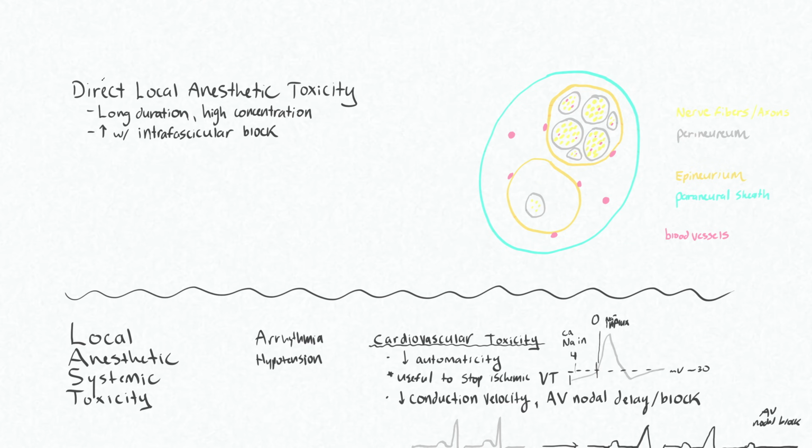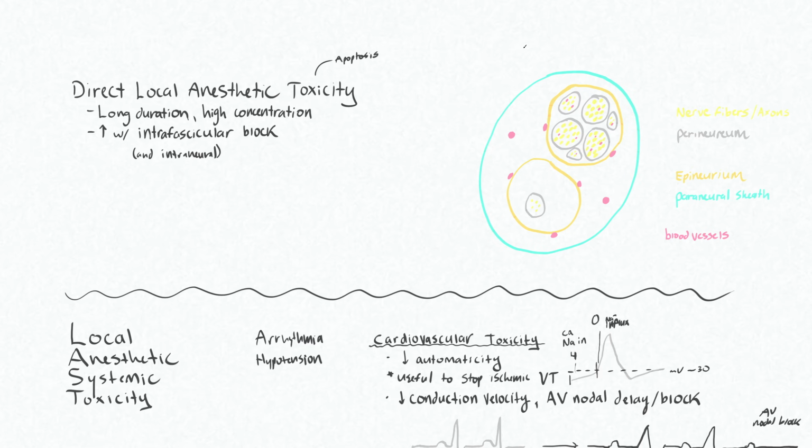Lastly, I should mention that local anesthetics do seem to exhibit a small amount of direct local anesthetic toxicity on nerves as well. The end result of this is actually apoptosis of neurons. So by some intracellular mechanism, long duration and high concentration of local anesthetics tend to cause damage to our nerves. In particular, with an intrafascicular block and also intraneural, this is much more common.